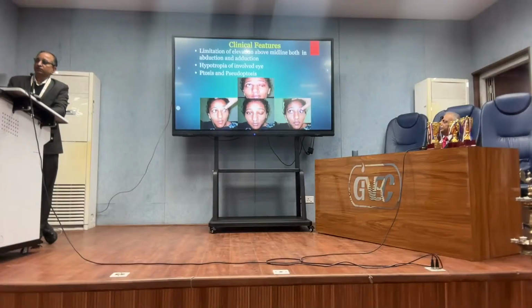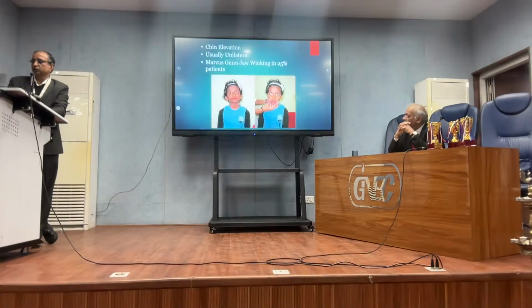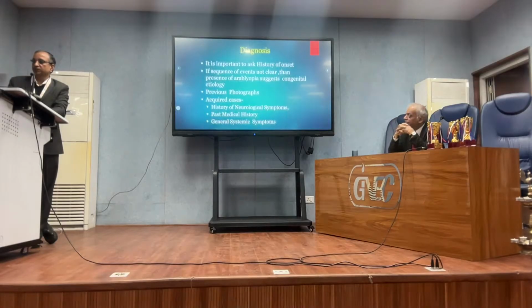What are the clinical features? There is limitation of elevation above midline, in both abduction and adduction. There is hypotropia of the involved eye. There is presence of ptosis and pseudoptosis. Chin elevation is there, usually unilateral. Marcus Gunn jaw-winking phenomenon is seen in approximately 25% of the patients.